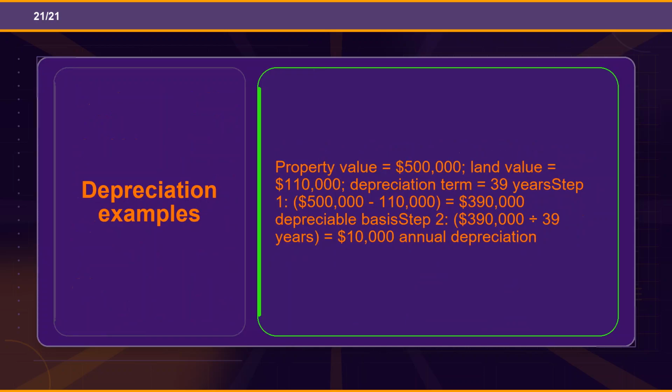Flashcard 21. Term: depreciation examples. Definition: property value equals $500,000, land value equals $110,000, depreciation term equals 39 years. Step 1, $500,000 minus $110,000 equals $390,000 depreciable basis. Step 2, $390,000 divided by 39 years equals $10,000 annual depreciation.